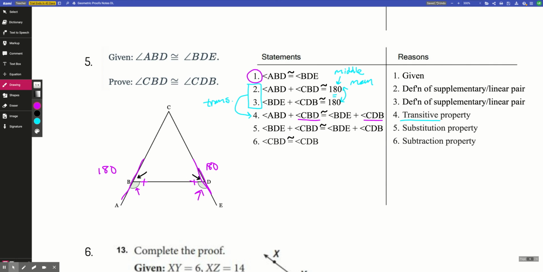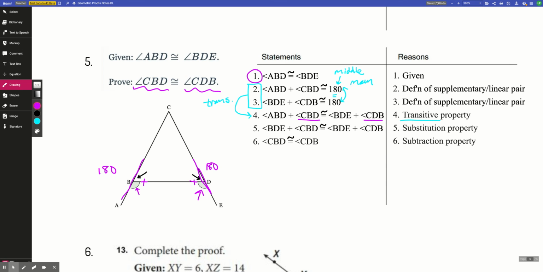But you have CBD on the left side, which is what you're supposed to have in the proof statement, and you have CDB on the right, which is what you're supposed to have in the proof statement. But then we have these other two things in the way, ABD and BDE. What would be great is if we could subtract those and get rid of them, right?